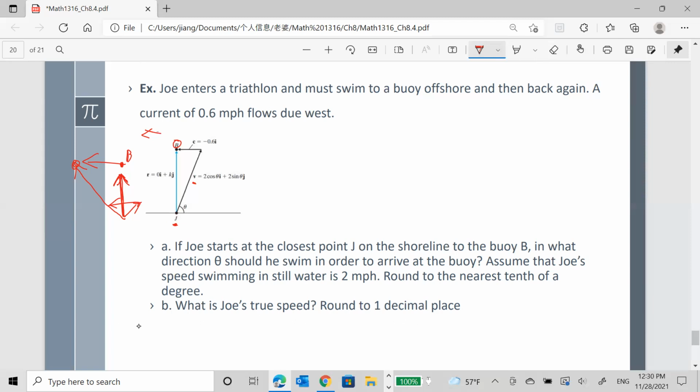So we have three vectors. The first one is V, the velocity of Joe swimming, going in this direction. And then the velocity of the current C, and then the sum of V and C. So let's list the relationship between these three vectors.